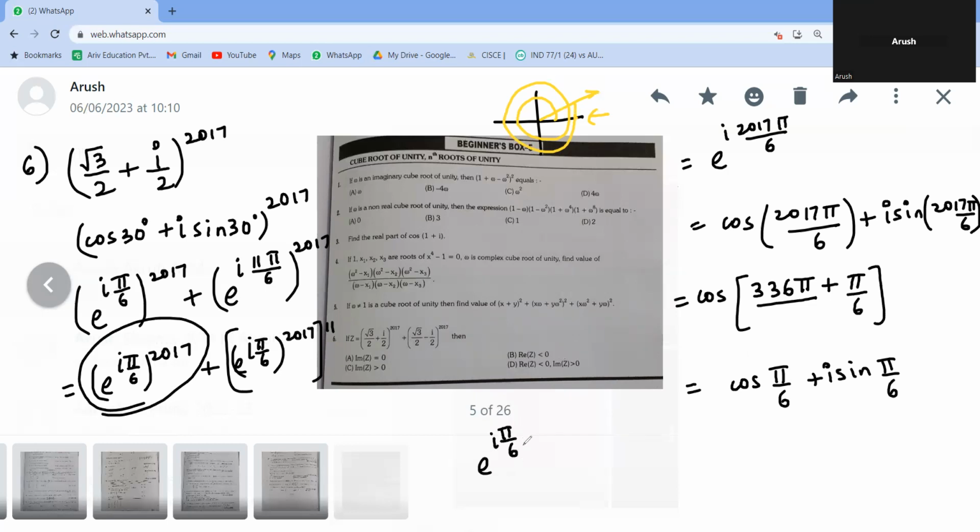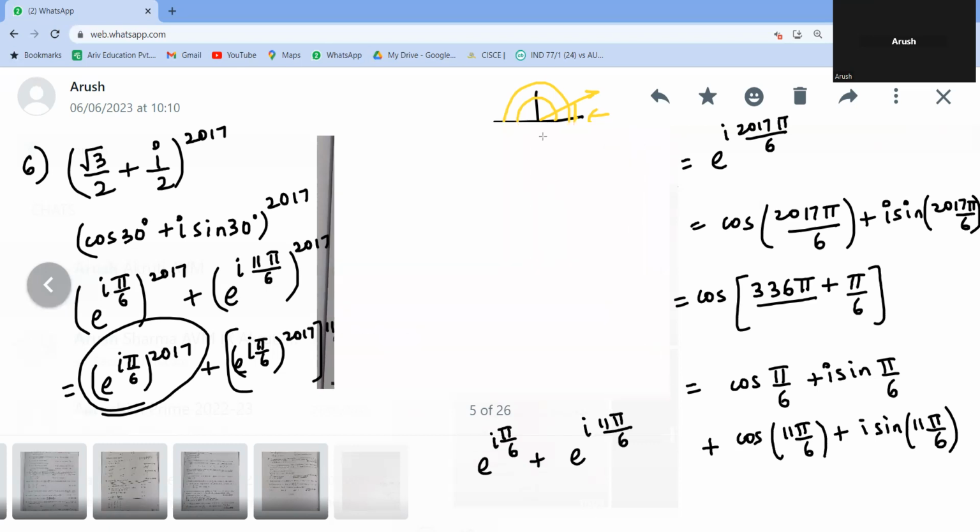Plus सेकेंड में सेम होगा e raised to i pi by 6, बट फिर 11 मल्टीप्लाई होगा तो ये 11 pi by 6 हो जाएगा आरुष. Absolutely. तो इसका आंसर क्या आएगा? e raised to i 11 pi by 6 का आंसर आएगा cos of 11 pi by 6 plus i sin of 11 pi by 6. अब ये 11 pi by 6 को सॉल्व करना पड़ेगा, तो न्यूमरेटर में 11 है, डिनोमिनेटर में 6 है. You have to tell me which is the nearest multiple of 6 to 11.